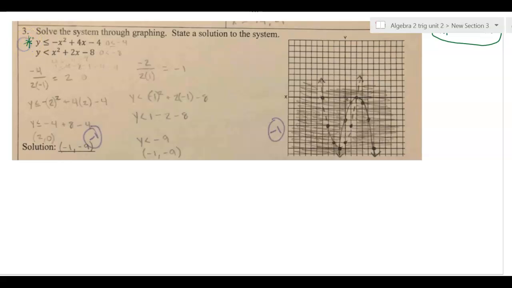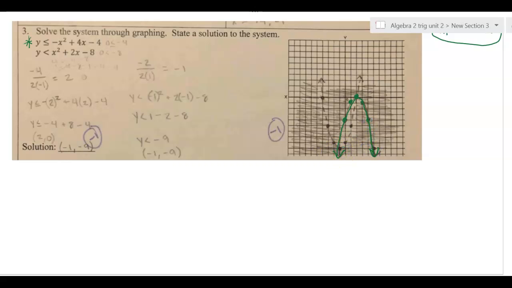So for this inequality, I see y is less than or equal to this quadratic. You did negative b over 2a really nicely. You plugged it back in, and you got 0, so that looks pretty good. So here's your 2, 0, and you're right about this quadratic being downward facing. Your y-intercepts are correct, so this portion looks good, and I like that you made that line solid.